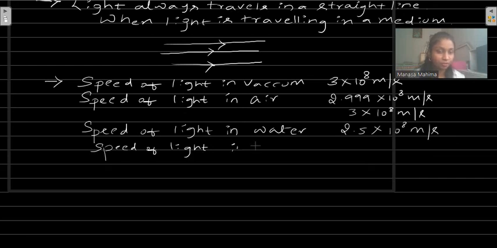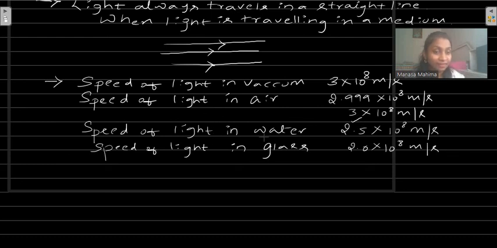Speed of light in glass. What will be the speed of light? It is around 2 into 10 power 8 meter per second. If you observe the values carefully, what will you conclude? The speed of light is different in different media, correct? That is one point. What is the other point? When light is traveling in air, its value is around 3, right?